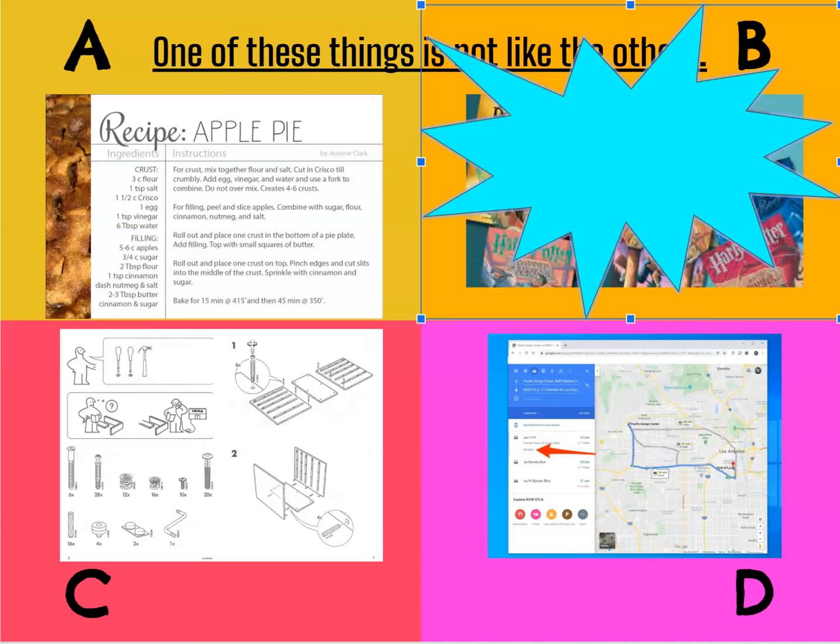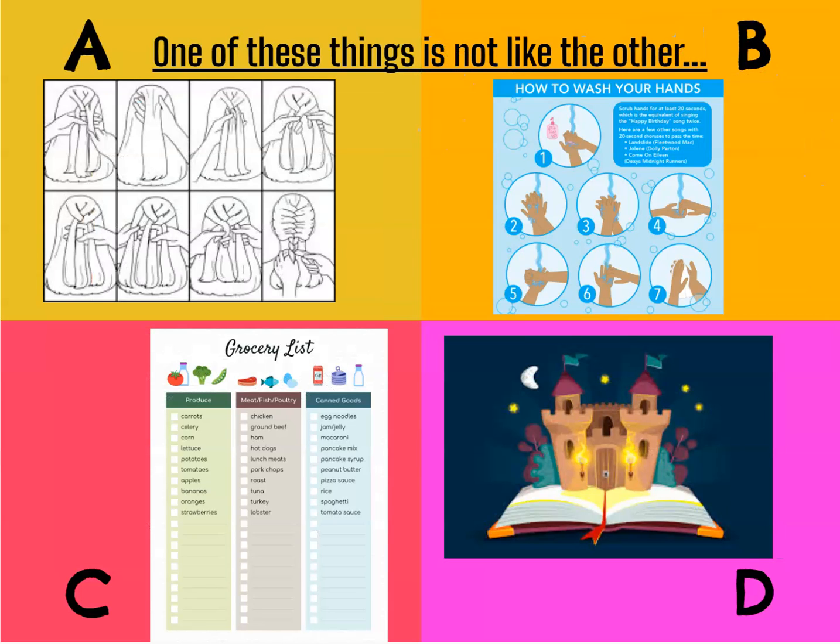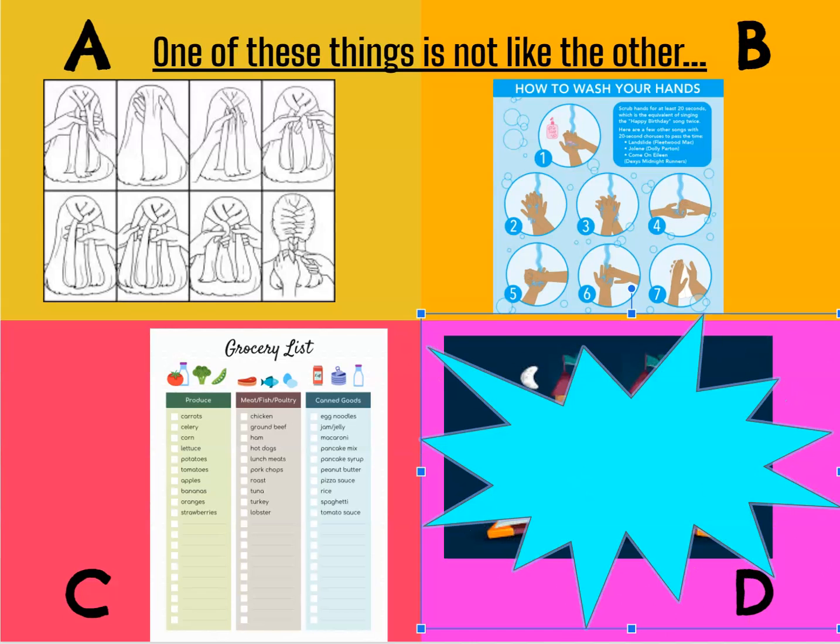So let's play again. Here's our next choices. Which one of these is not like the other? Take your guess in 3, 2, 1. If you said D, fairy tales are not technical writing. But a diagram on how to do things, making lists, those are examples of technical writing.